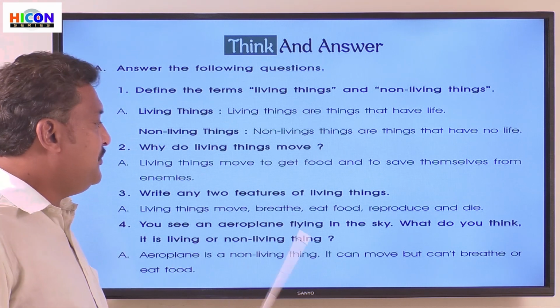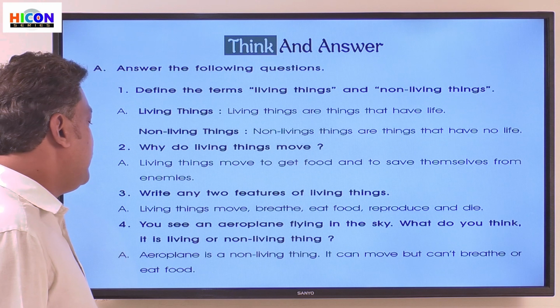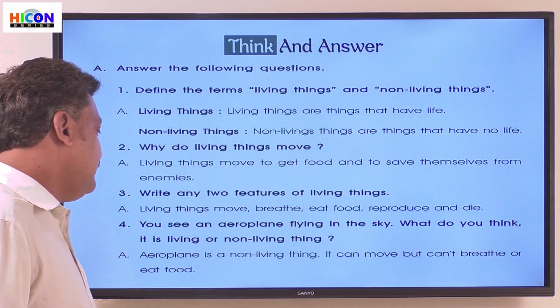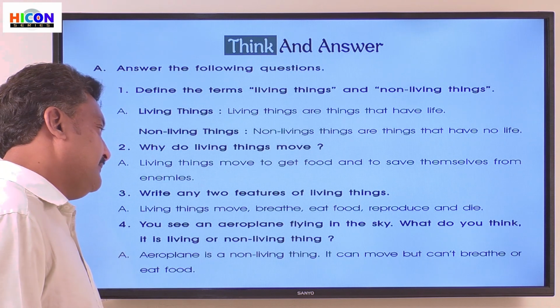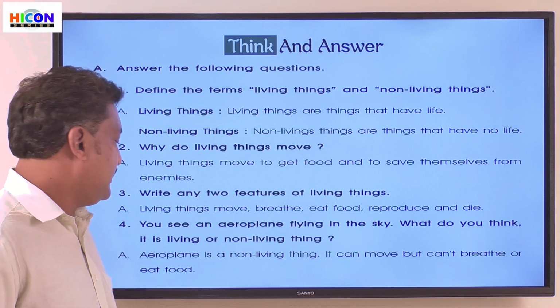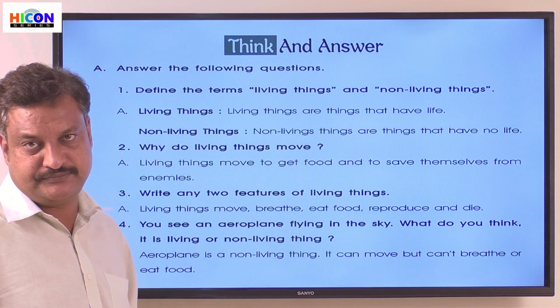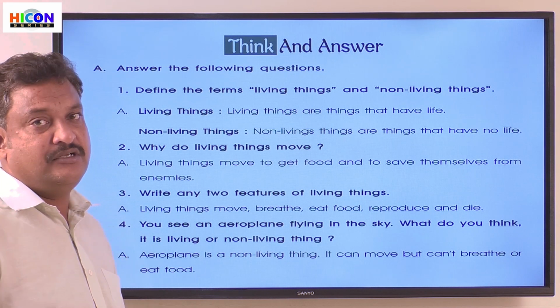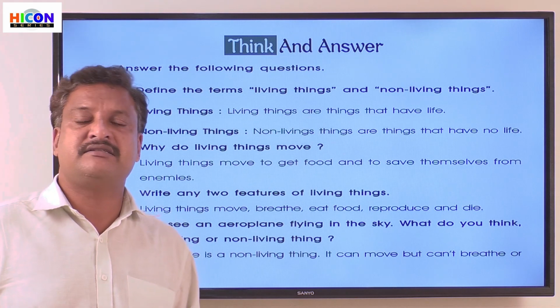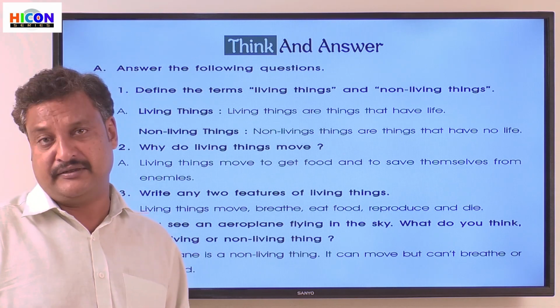You see an aeroplane flying in the sky. What do you think? Is it a living or a non-living thing? Aeroplane is a non-living thing. It can move, but it cannot breathe or eat food. So when you look at the sky, you will see an aeroplane there. So what do you think? Is an aeroplane a living thing or a non-living thing?